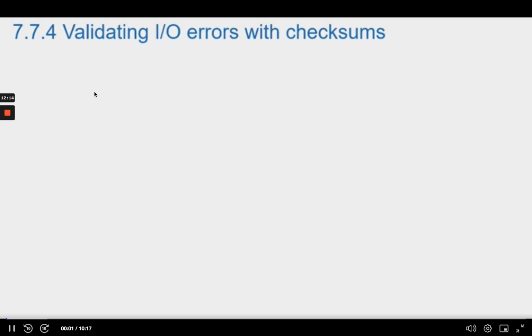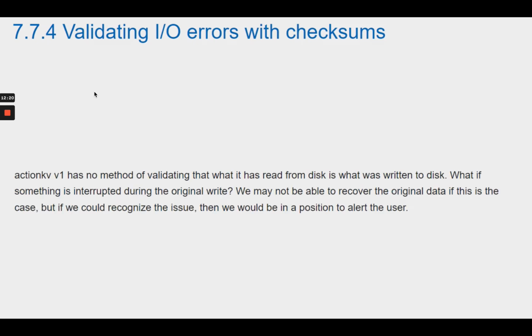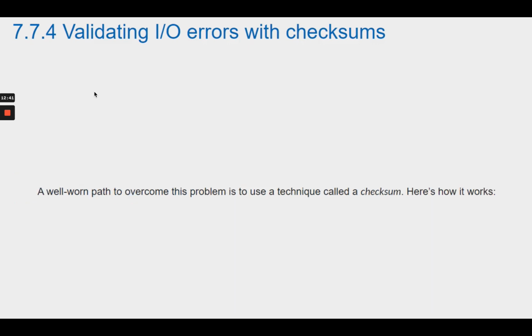Section 7.7.4. Validating I/O errors with checksums. ActionKV version 1 has no method of validating that what it has read from disk is what was written to disk. What if something is interrupted during the original write? We may not be able to recover the original data if this is the case, but if we could recognize the issue, then we would be in a position to alert the user.